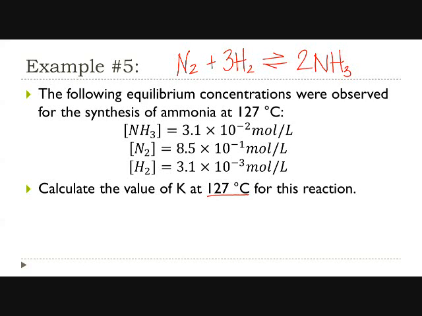So that we know how to plug it in: products over reactants. The concentration of NH3 raised to the second power, because there's a coefficient of 2 in front of the NH3, over the concentration of N2 times the concentration of H2 cubed. That's the way we'll plug in these numbers to solve it correctly. We're not solving for Q because we were told the equilibrium concentrations, so we know it's already K.